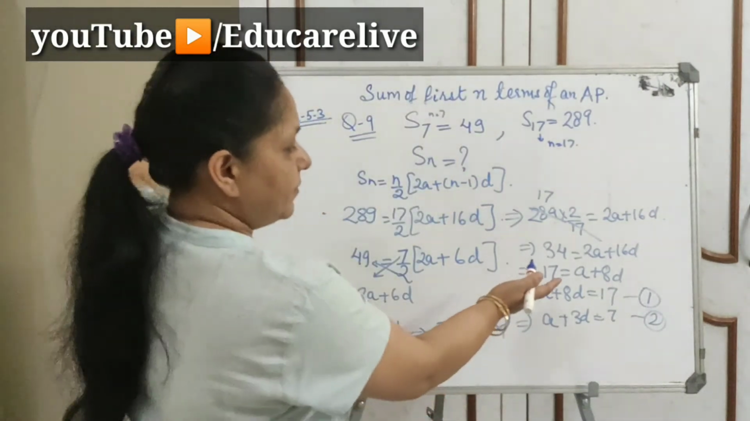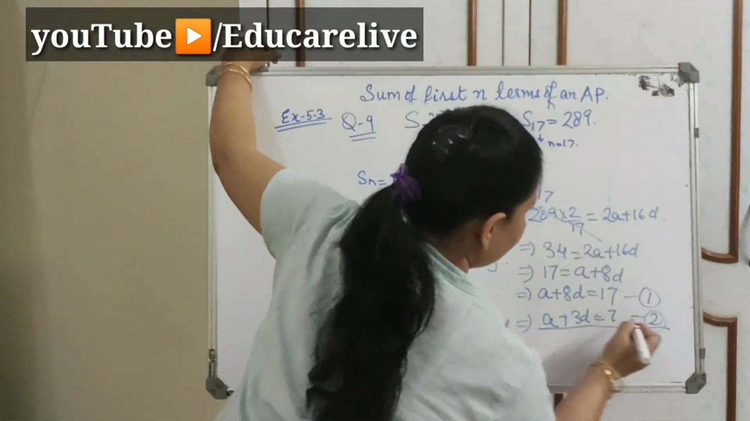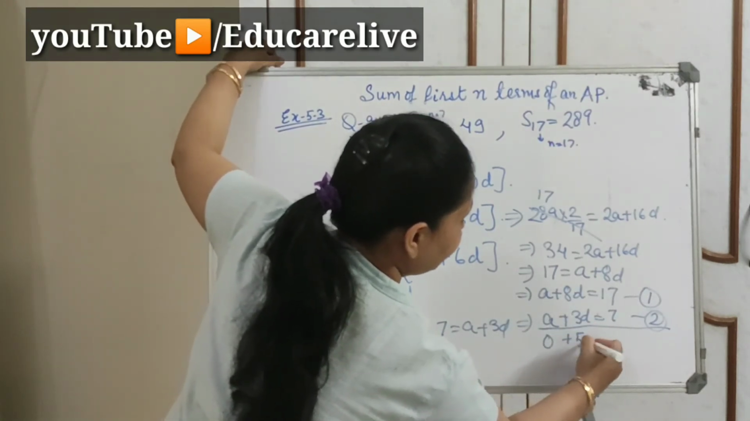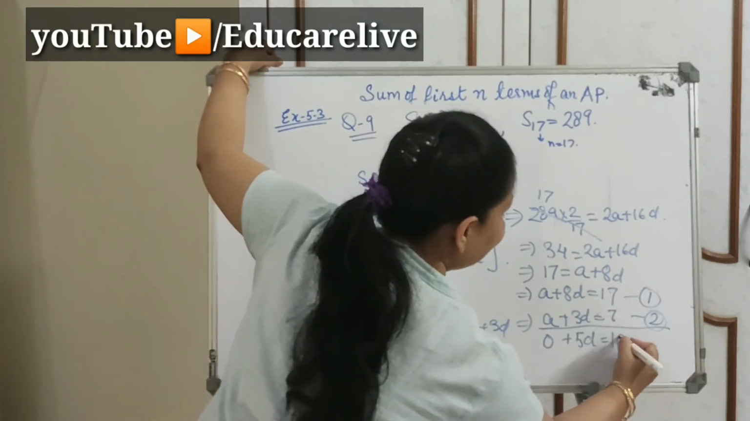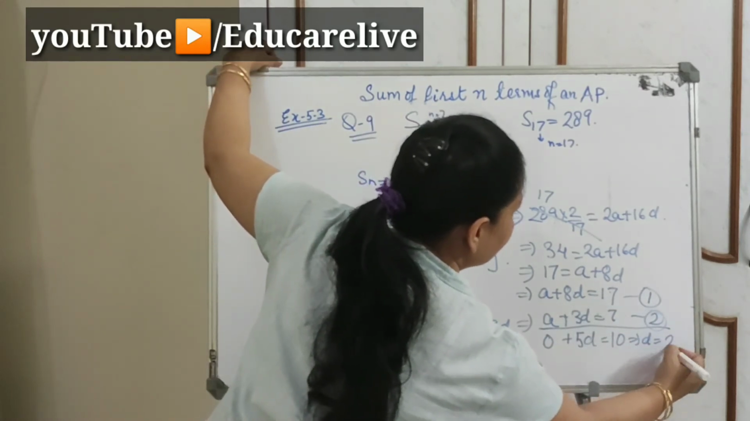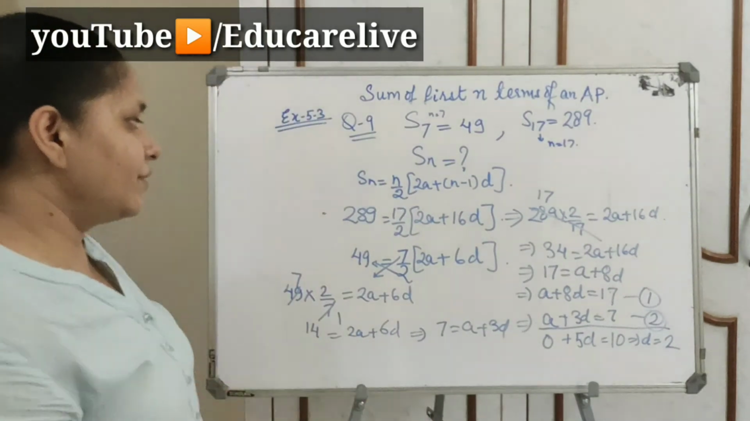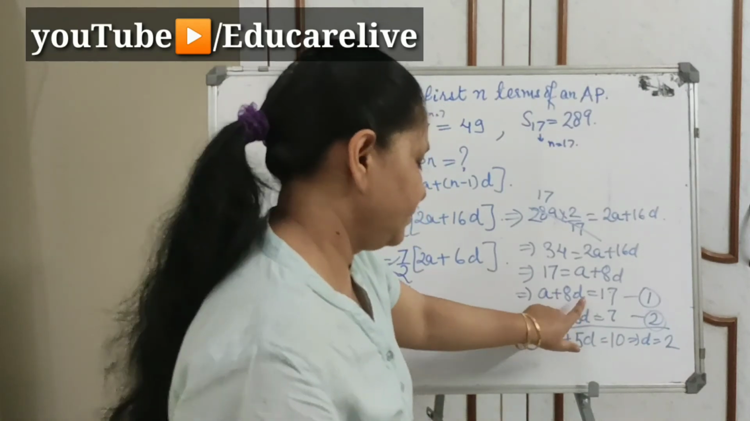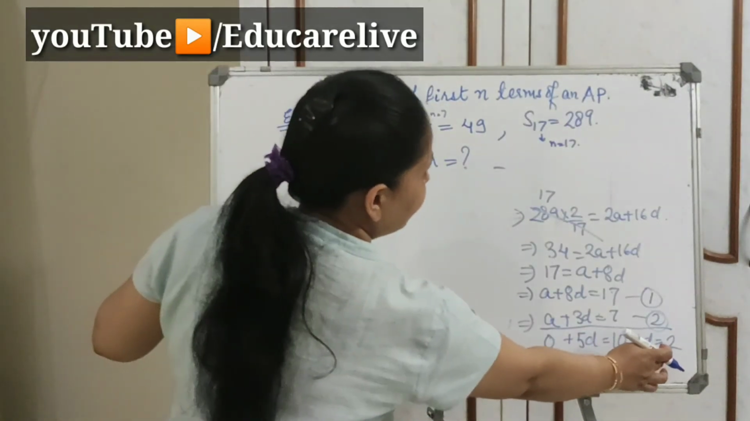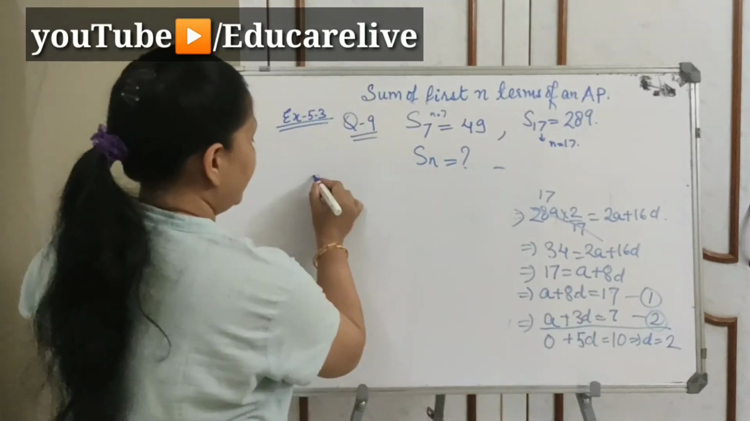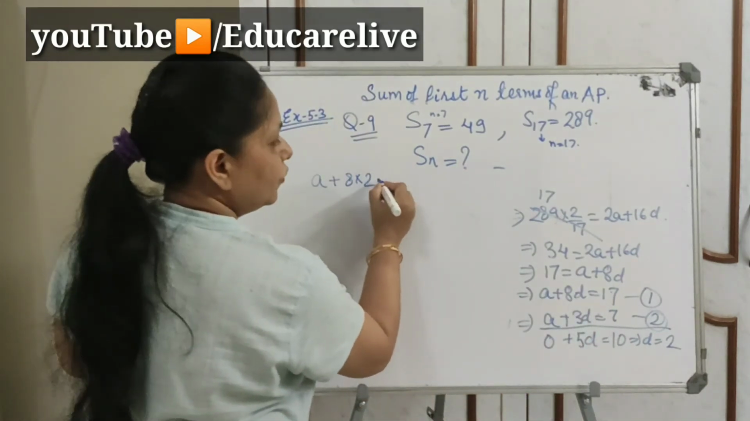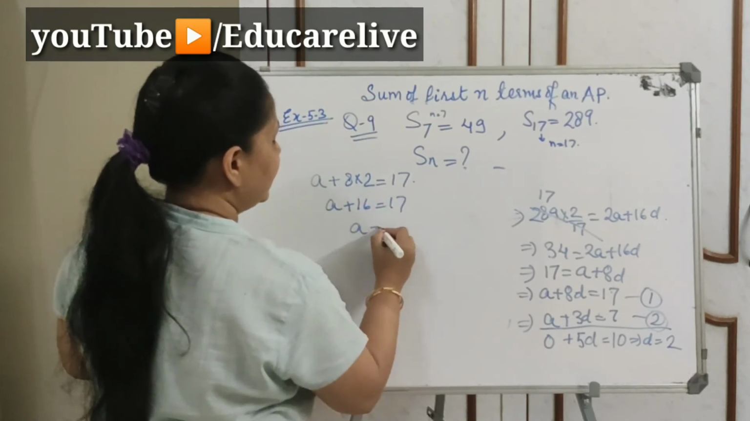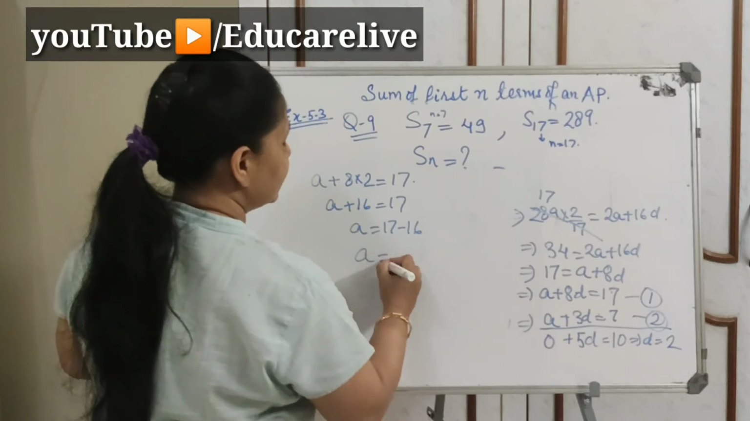Now we solve it. Subtract second from first. So a minus a, 0. 8 minus 3, 5d. 17 minus 7, 10. So I get d is equal to 2. So the value of d is equal to 2. Now this d equal to 2 I am going to put in equation 1. So a plus 8 into 2 is equal to 17. So a plus 16 is equal to 17. So a is equal to 17 minus 16. So a is equal to 1.